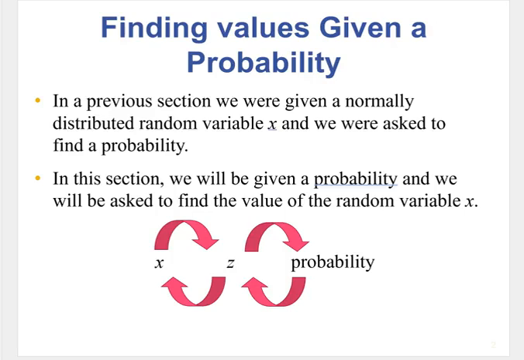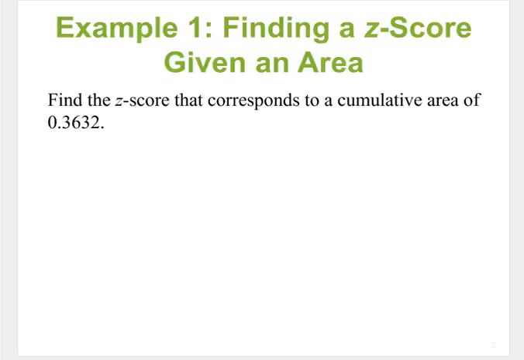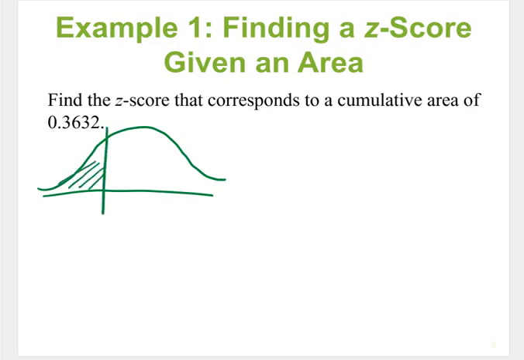So we'll take some small steps here at the beginning and then work our way up to doing a problem completely backwards. All right, so let's start with just finding the Z-score that corresponds to a cumulative area of 0.3632. Okay, so again, if we draw the picture, we are given an area that is less than 0.5. So it's going to be below the Z-score of 0, so it's going to be over here somewhere. So this area is 0.3632. First, we need to find the Z-score that corresponds to that. So that's what we're looking for first.